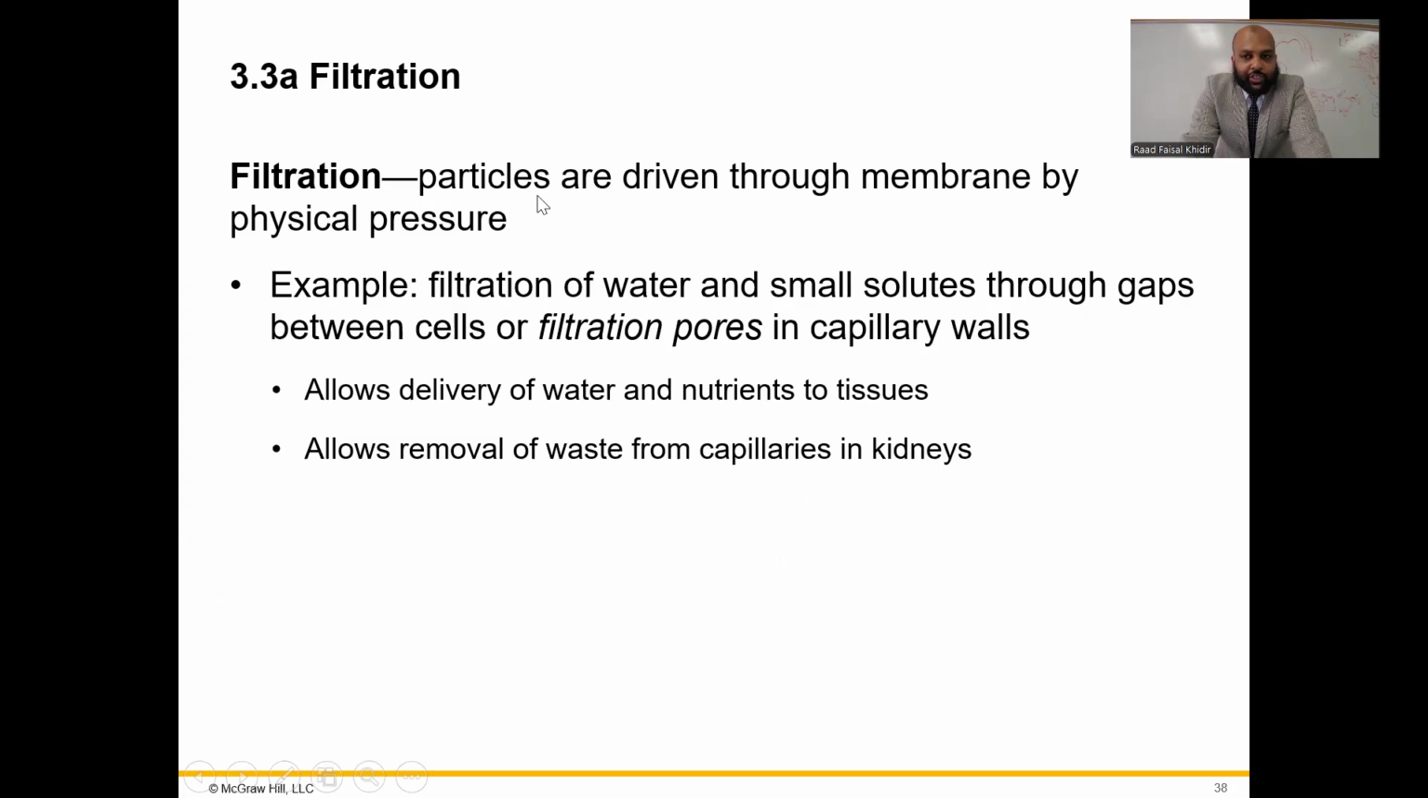We talked about filtration, and in filtration, particles are driven through a membrane by physical pressure. So an example is filtration of water and small solutes through gaps between cells or filtration pores in the capillary walls. And that allows the delivery of water and nutrients to the tissue. So it is always powered by hydrostatic pressure. So we just use it to push solutes from one area to the other. We use it to deliver good things like oxygen, water, and nutrients to tissue, and also to the removal of carbon dioxide and waste.